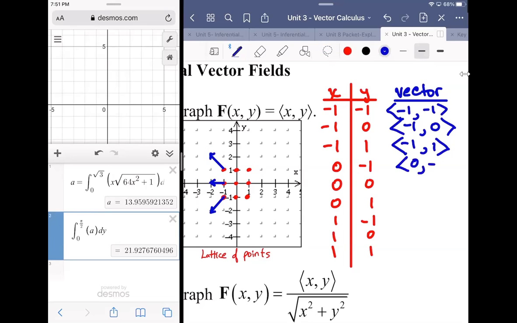0, -1. So here's 0, -1. Translated so that its endpoint is at 0, -1. 0, 0. That's the 0 vector. So there's nothing in terms of a length to plot there. 0, 1. -1, -1.